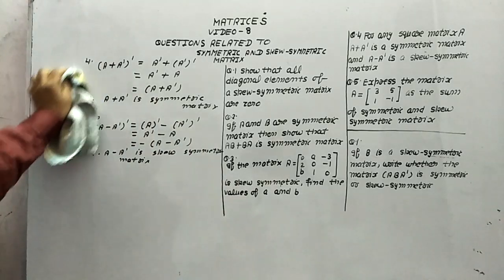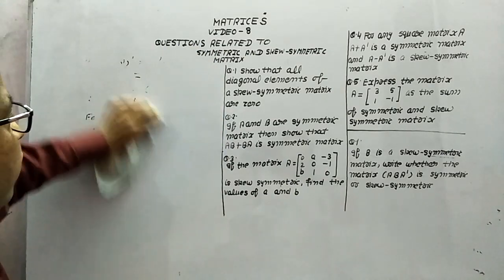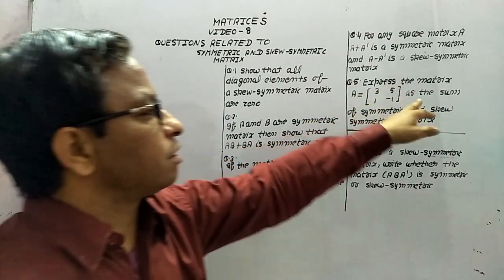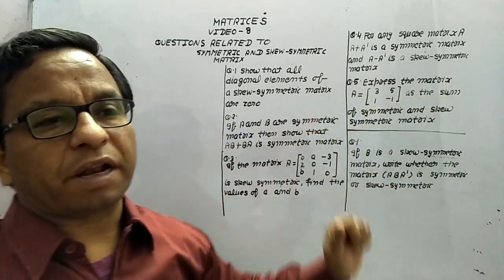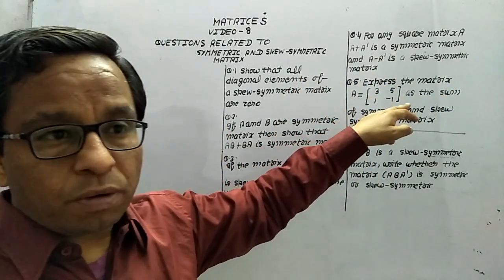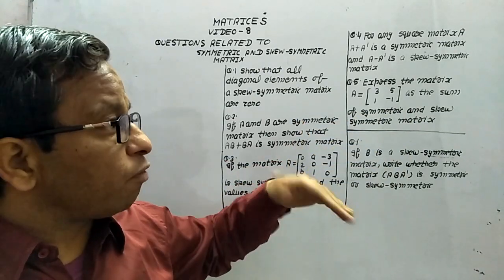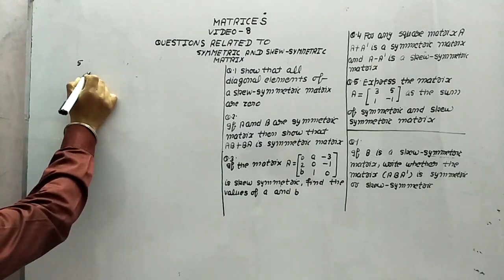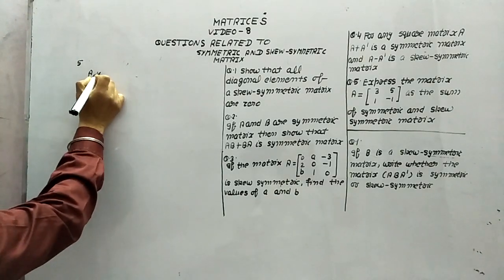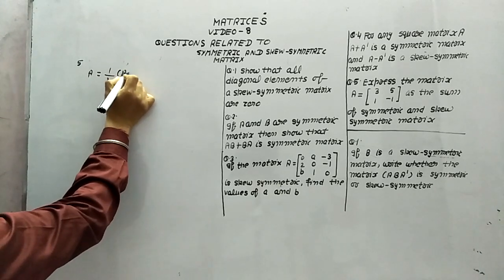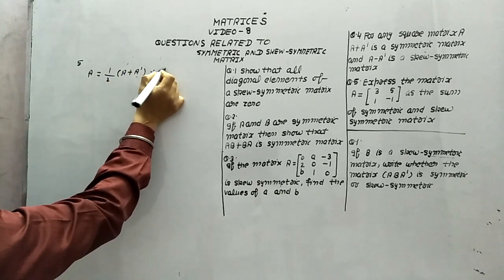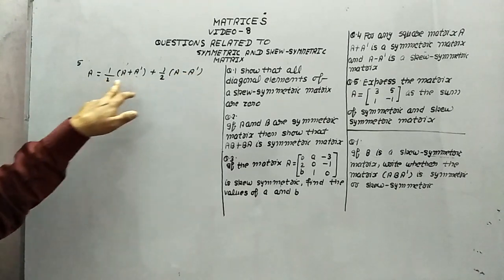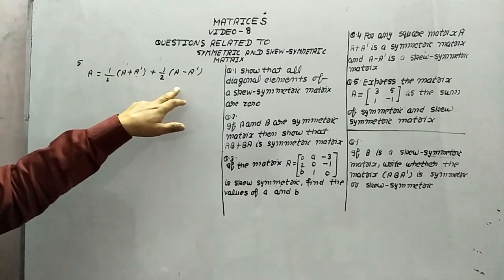On the basis of this thing, the fifth question is very important. What is question number 5? Express the matrix A as the sum of symmetric and skew-symmetric matrix. I am doing for 2 by 2. This question is also coming for 3 by 3 matrix. Now, how do we have to solve this question? We have matrix A. Now, look at this thing. We can write it in this way: half of A plus A dash plus half of A minus A dash. If we do the calculation, the result will be A only.